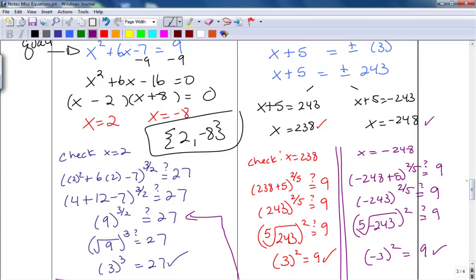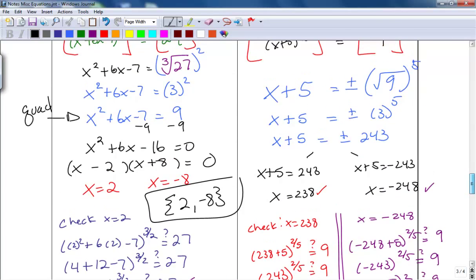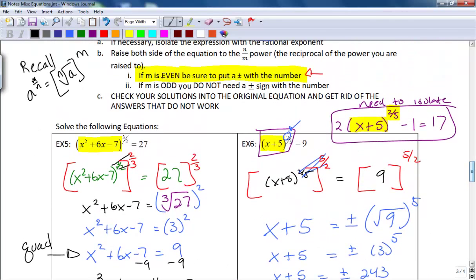So the solution set for this particular problem is both answers, which is 238 and negative 248. So with rational exponent equations, again, the biggest thing to watch out for is when do I put a plus or minus, and you're only going to put a plus or minus when the original numerator was even. The next video is going to talk about equations in quadratic form.